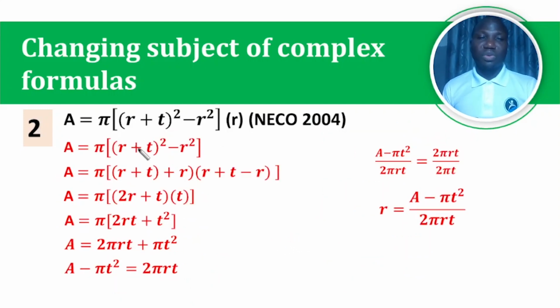Number 2, we have A equals pi into bracket open r plus t, all squared, minus r squared. Well, here we are to make r the subject. The present subject is A. We are to make r the subject. Now, if you look closely at the expression inside the bracket, you will see that it is what is known as difference of two squares.